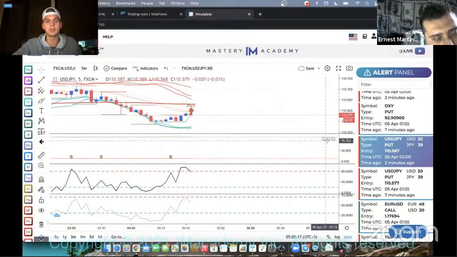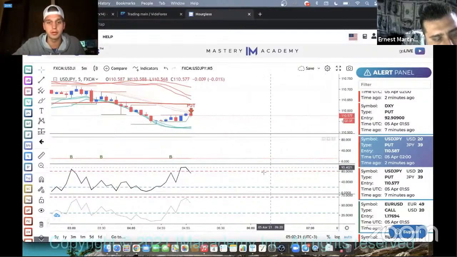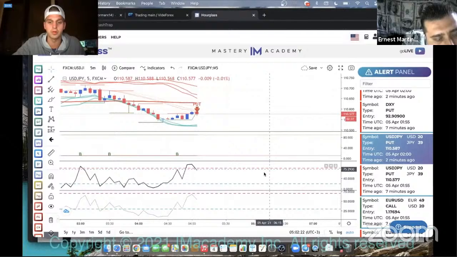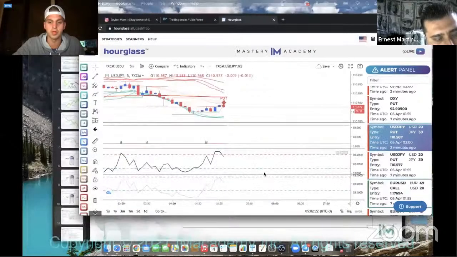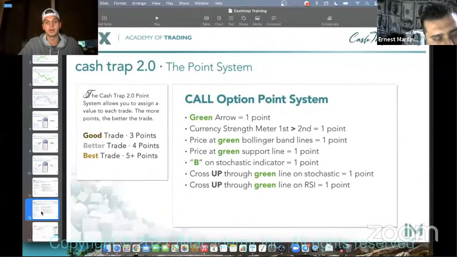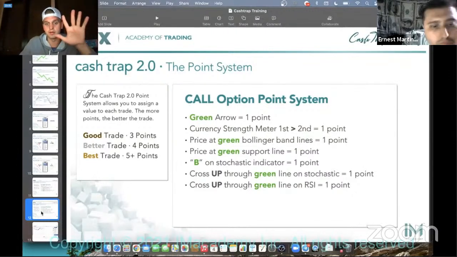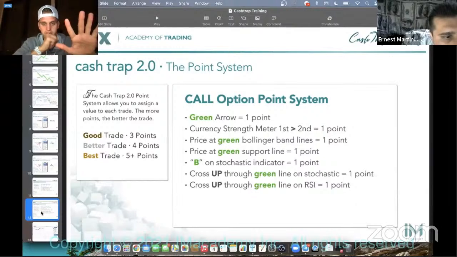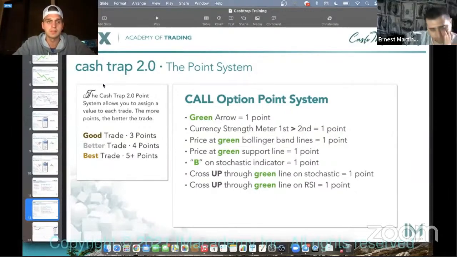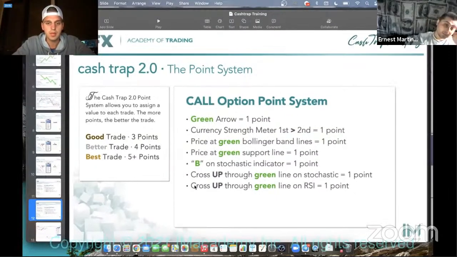And so now what I'm going to do is I'm just going to kind of go through. Actually, let me go through the call. And so that's for a sell, right? If we're going in for a call, we got the up arrow, the first currency stronger, hitting the green Bollinger Band, support line, a B on the stochastic indicator, excuse me, a cross up on the stochastic and a cross up on the RSI. All right, and so let's actually go to cash trap.